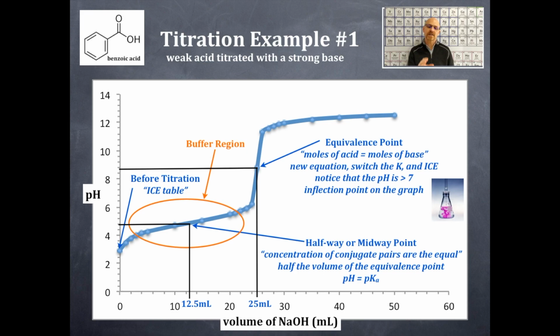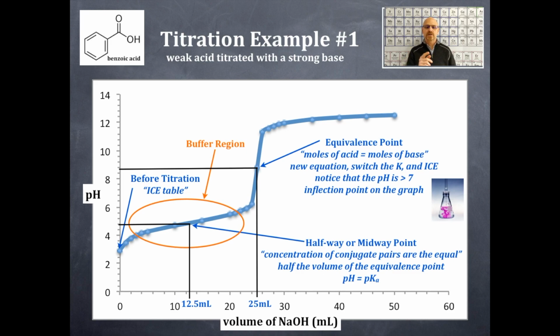You should also see with this graphic that the pH before titration begins is acidic. The pH at the halfway or midway point is acidic. The pH at the equivalence point is basic. And this applies to a weak acid titrated with a strong base type of calculation. All the graphs will look the same if it's a weak acid and a strong base.